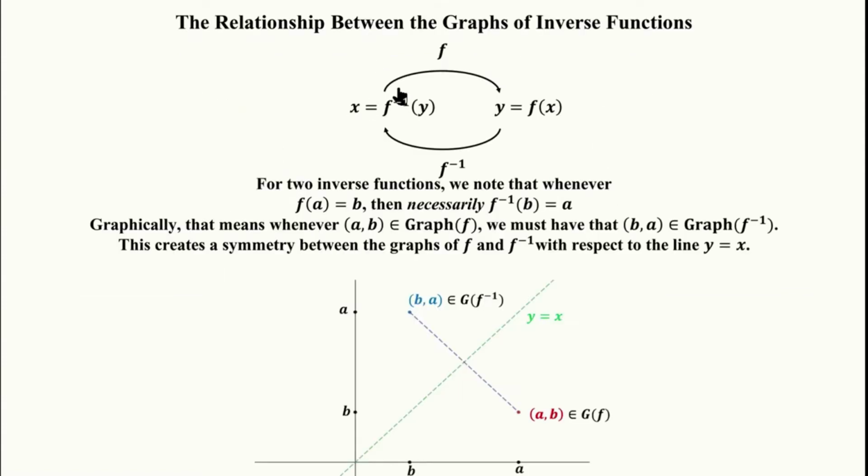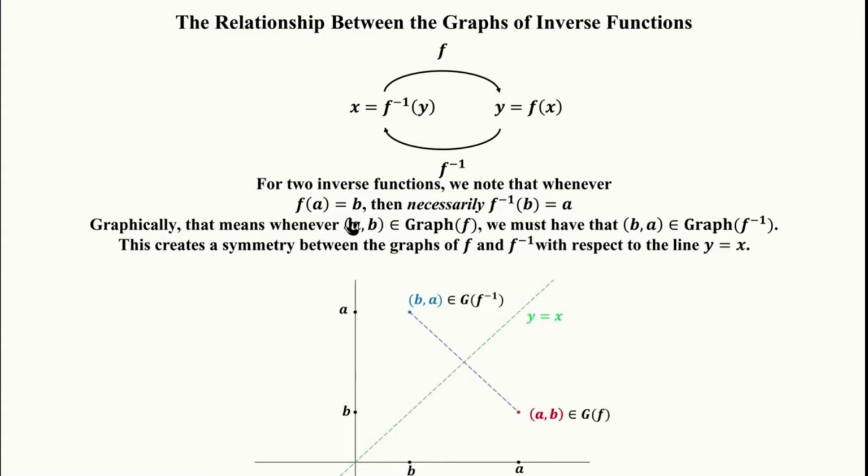So once again, we start with an input x, a function f takes that and gives us the output y. Then if it's 1-to-1 and the inverse function exists, f inverse is going to take that output y and send it back to x. So this creates a very interesting kind of symmetry for us, because if we know that f of some value a is b, that means a is sent to b, we know that f inverse of that b element is going to go back to a.